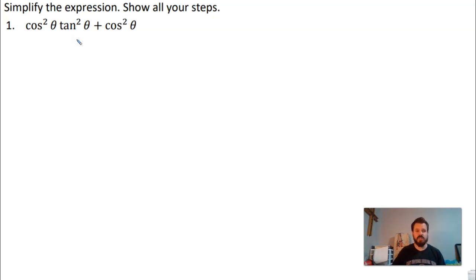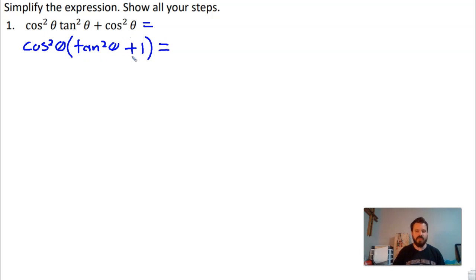So what I can do with this one is factor the cosine out. I can rewrite it as cosine squared theta. So I'm going to factor the cosine squared out. Okay, times we'd have a tangent squared theta plus 1. Because cosine squared times tangent squared gives me that cosine squared tangent squared. We need the plus 1 for the cosine squared distributed by the 1 to get the cosine squared.